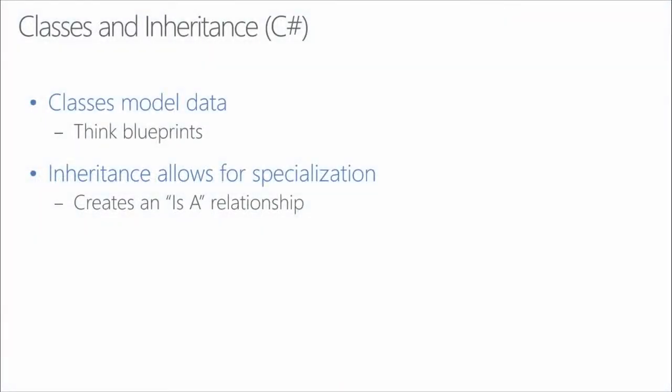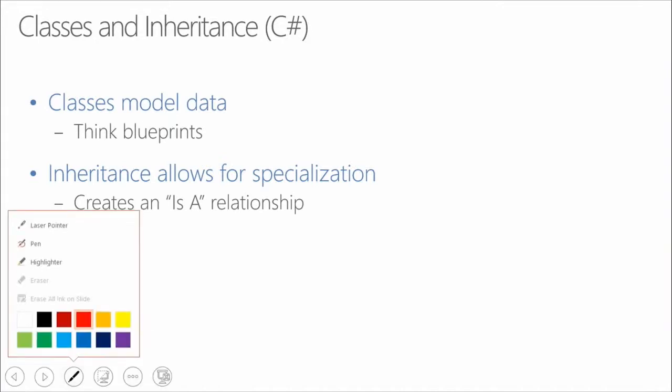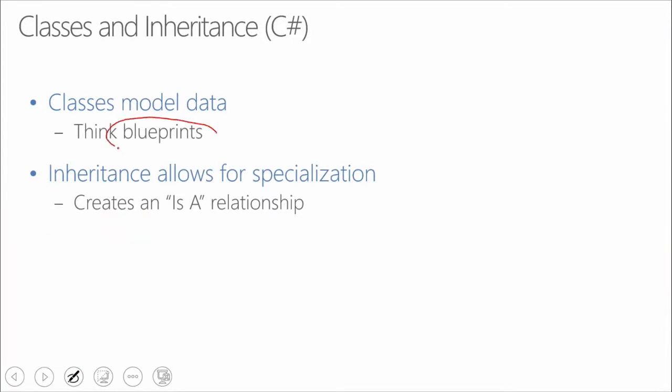Now, when it comes to software design, one of the biggest things you're going to be looking to do is model your data. And the way that you're going to model your data is by creating classes. When it comes to setting up classes in C#, our classes give us the ability to model our data. The classic example of a blueprint is perfect: I say this is what I'm going to want, and then eventually later on, I'm going to instantiate that. Inheritance is going to allow for specialization, creating an "is a" relationship.